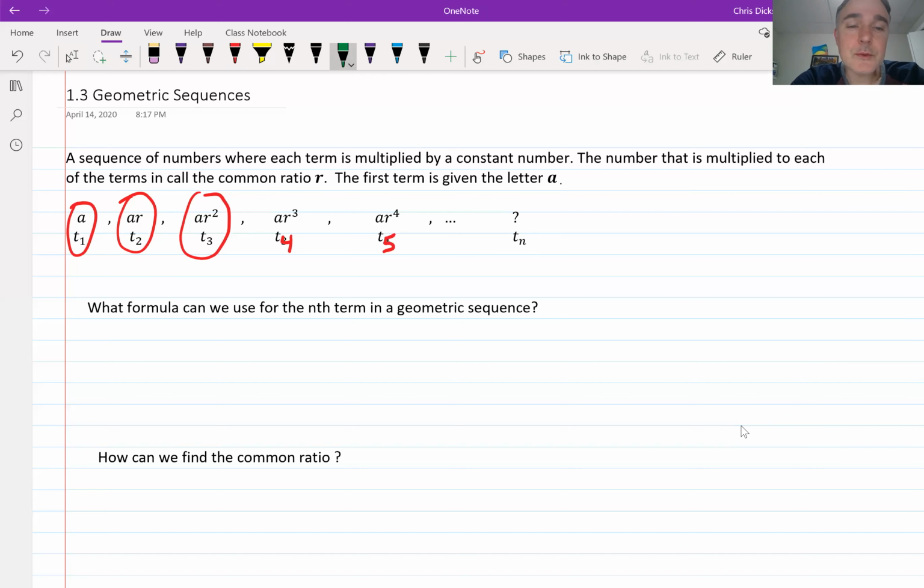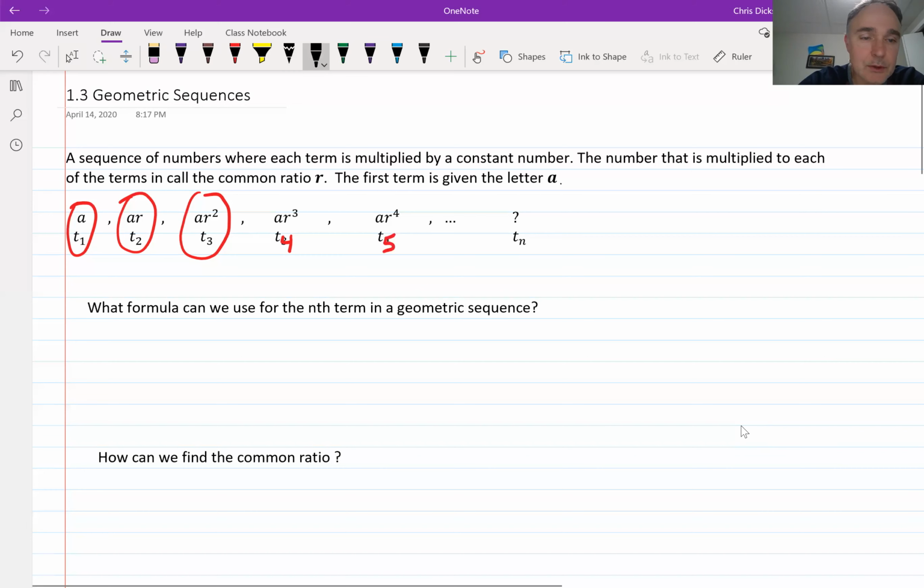But anyway, what we want to see here is the pattern. The term number is actually one ahead of the power the R is being raised to. So in T4, we have AR cubed, and then T5 is AR to the fourth. So what do you think Tn would be, the term you're looking for at the end of everything? Well, we can create a formula for this.